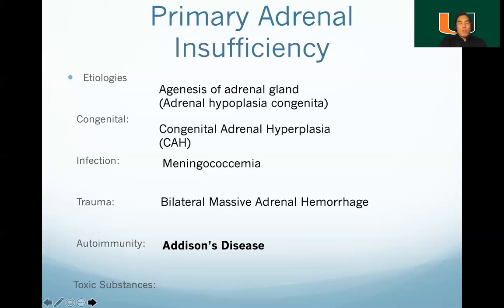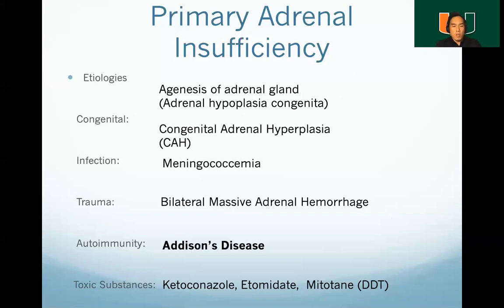Primary adrenal insufficiency can also be caused by certain toxic substances, right? The common ones are ketoconazole. Why does it do that? Ketoconazole actually blocks cortisol production. One of the enzymes can be blocked by ketoconazole. Mitotane, remember, is a DDT derivative, right? DDT is an insecticide. So mitotane is used in adrenal cancer, because it can block adrenal function.